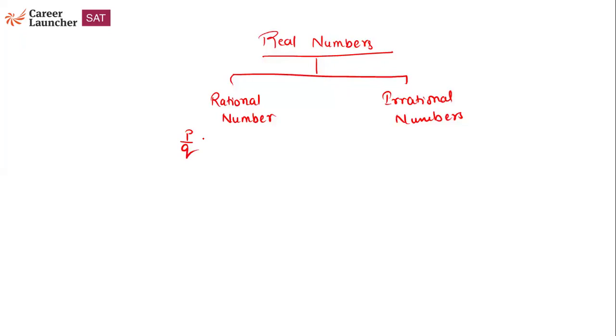Rational numbers are numbers which are either in the form of P by Q or can be written in the form of P by Q, where both P and Q are integers, Q is not equal to 0, and HCF of P comma Q is 1. What do we mean by HCF of P comma Q is equal to 1? It means that the highest common factor between P and Q is 1, which is P by Q is in its simplest form. There is no other common factor between P and Q other than 1. Clear?